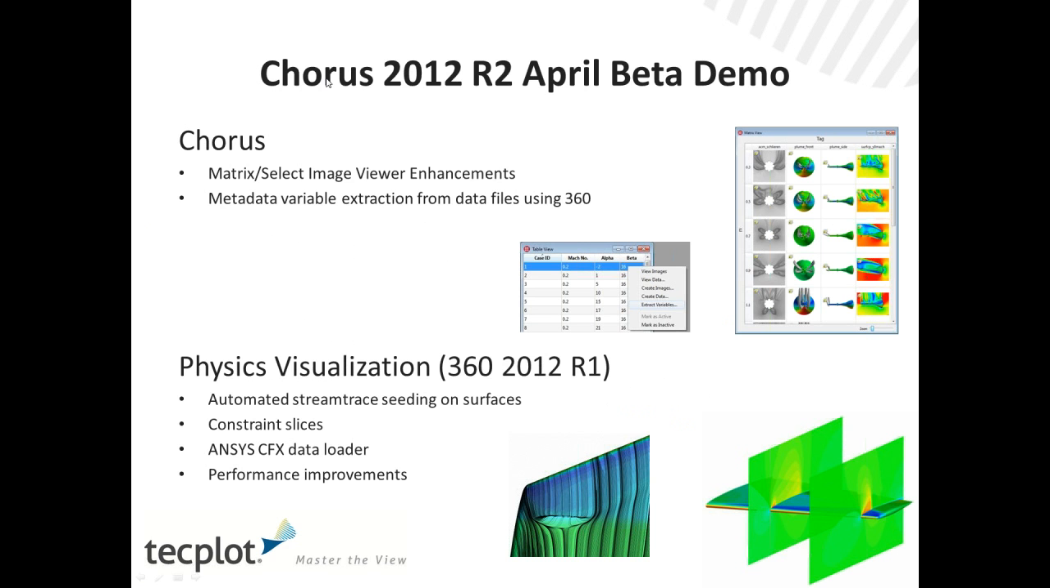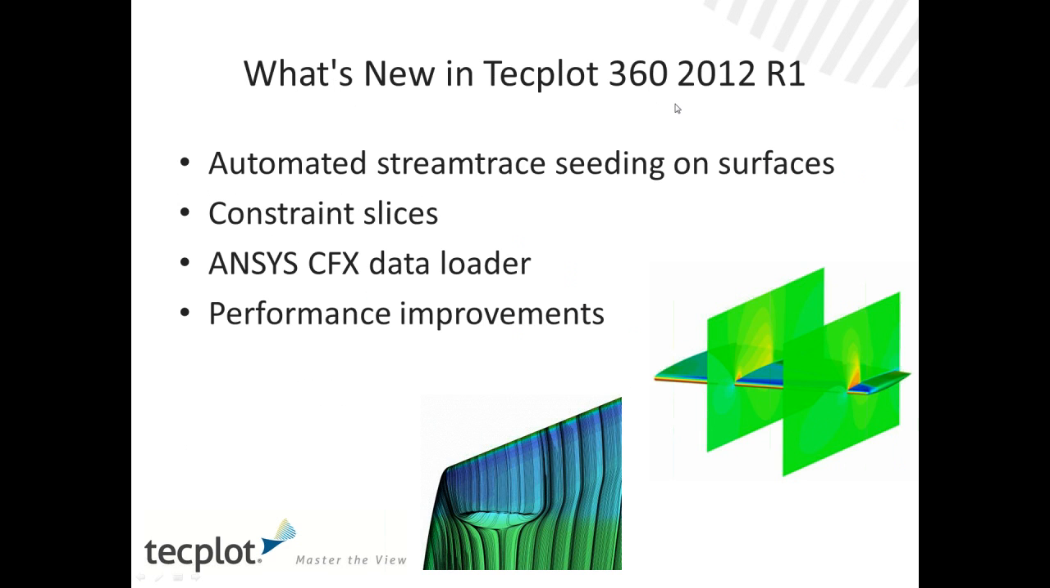So we had a beta in April, and one of the key things we're going to talk about here is the 360 release that just came out last month. The key features that we're going to talk about today: automated stream traces, and we'll talk about how one can do that, constraining slices and slice groups. We've made some performance enhancements overall in the tool, as well as we've added the ability to load in ANSYS CFX data. So the ANSYS CFX data loader, now you can load in data from CFX.